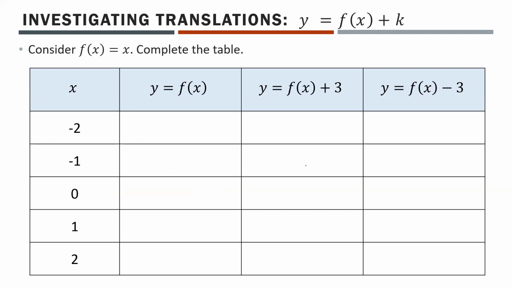So first things first, we're going to investigate a couple of translations here. We're going to start with the first form, which is y is equal to f of x plus k. That's kind of like that first one we saw in that chart there. This time, though, we're really going to investigate what's going on.